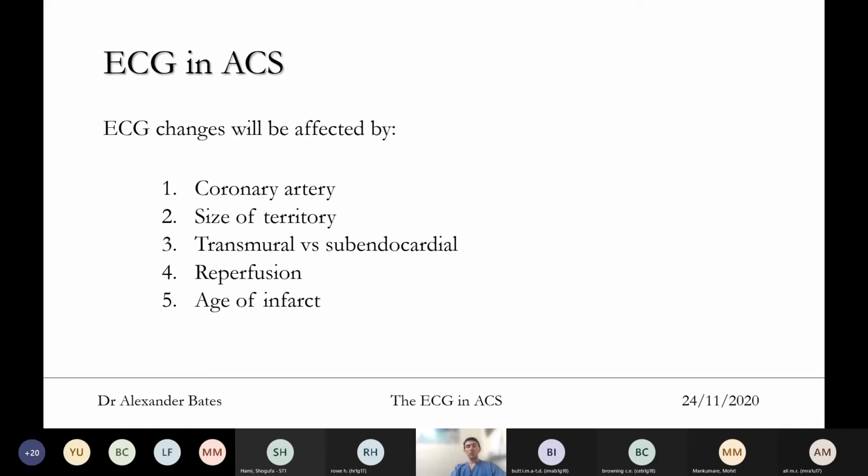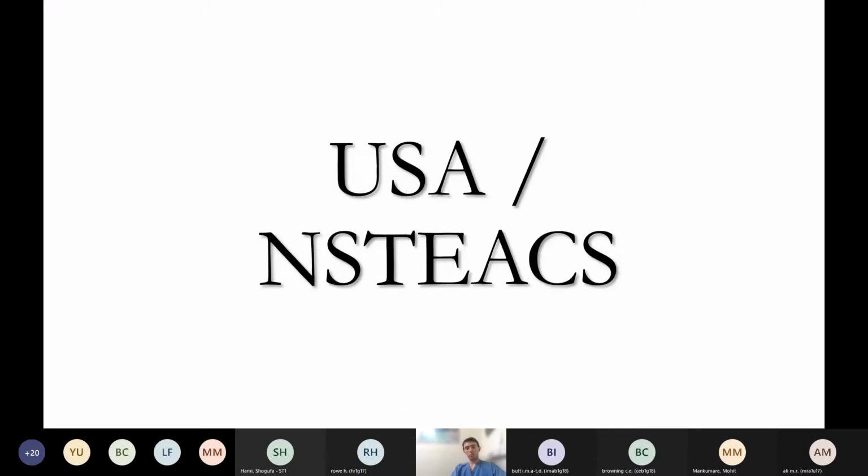Reperfusion. Sometimes coronary arteries, if they are occluded, will just open up again, the clot will disperse and go away, or of course it'll be caused by us, either by primary PCI or thrombolysis. And the age of the infarct: ECG changes in ACS will be very different if a patient has come in 10 minutes from their infarct to if they've come in 6 weeks later. So we're going to move progressively through unstable angina, NSTEMIs to STEMIs because the changes are different between the two.